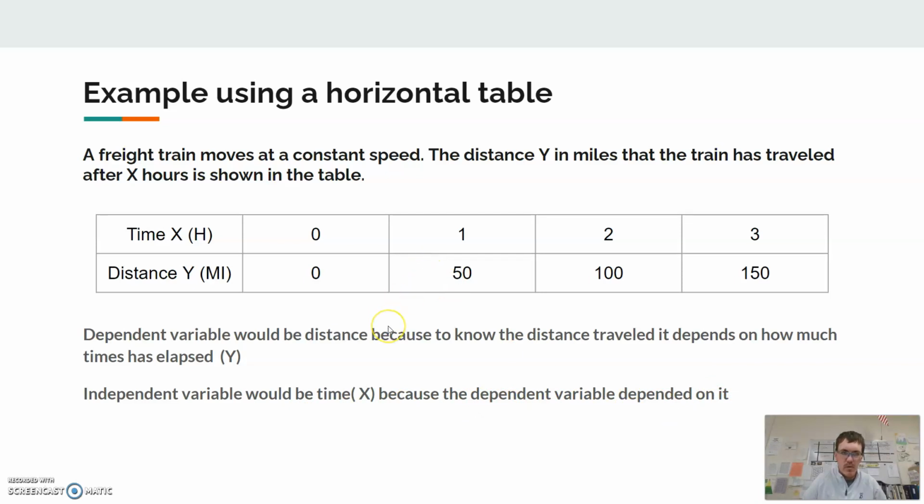So if we go back up here to make more sense of it, 0 and 0 means we haven't gone anywhere. We're sitting still, right? Then if we travel for 1 hour, we went 50 miles. We travel for 2 hours, 100. 3 hours, we've gone 150 miles. So our ratio is we're going 50 miles an hour. Like I said, if we kept going with this, if we went for 4 hours, we would travel 200 miles.